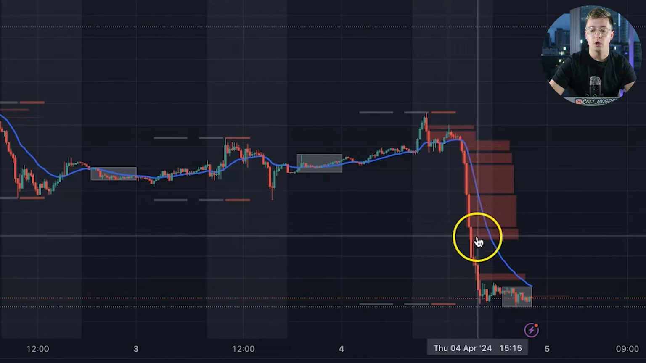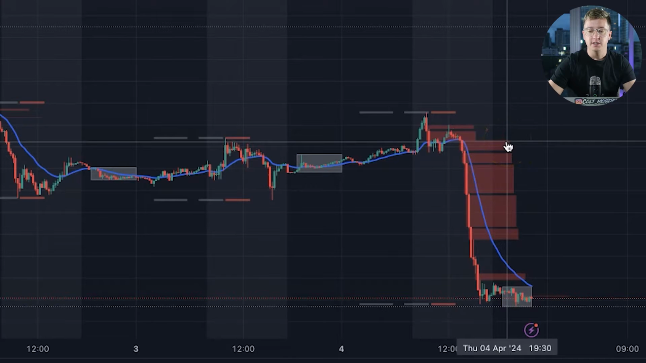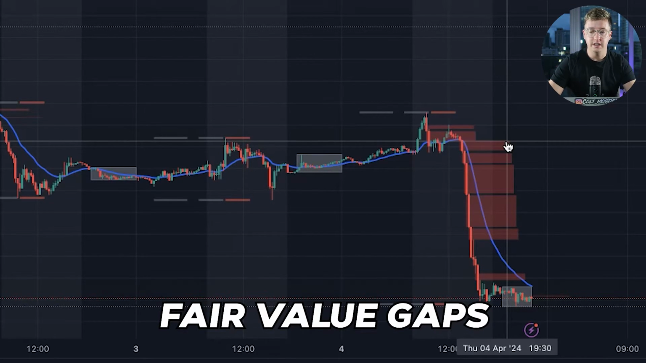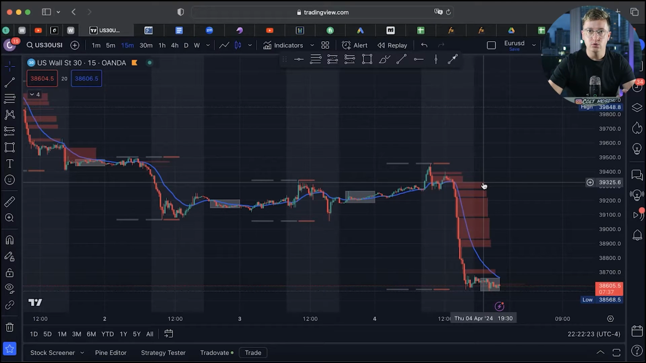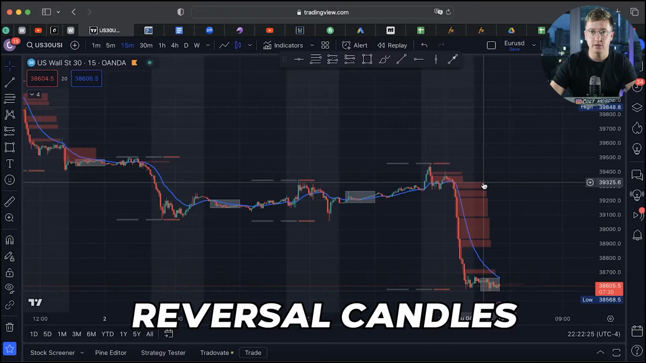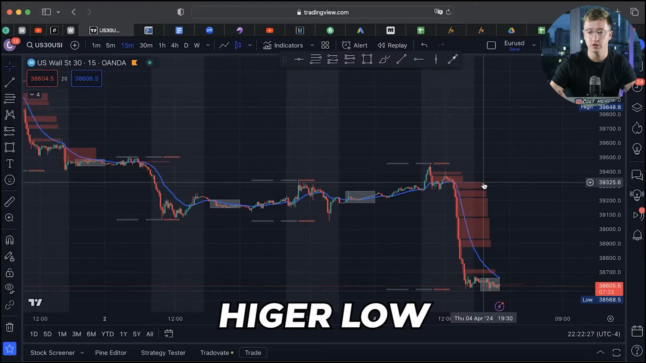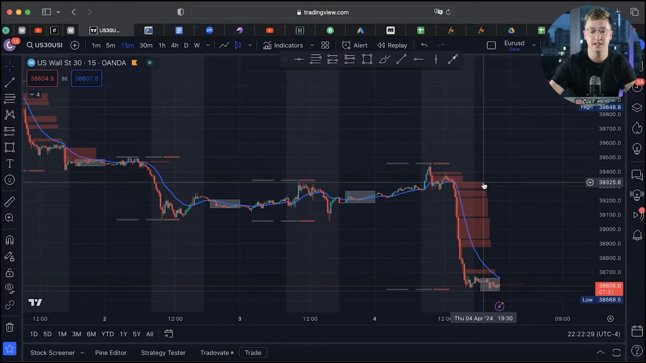So these little red boxes right here, these are fair value gaps. And I've been using these fair value gaps to find really precise entries, but I also use specific reversal candles within a higher low or a lower high to give me very nice entries as well.